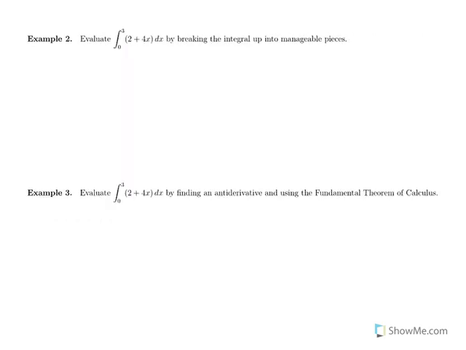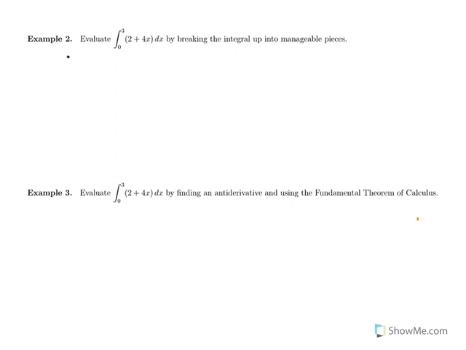Next problem, evaluate the integral from 0 to 3 of 2 plus 4x by breaking up the integral into manageable pieces. Then we're going to do the problem again by finding an antiderivative and using the fundamental theorem of calculus. So the idea is that 2 plus 4x, even though it's not that complicated a function, we can break it up into even simpler functions.